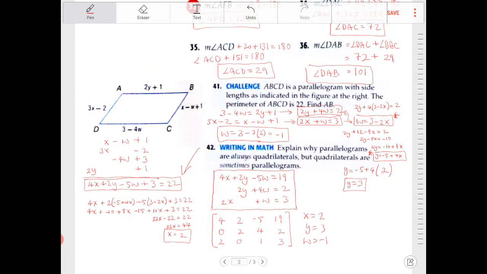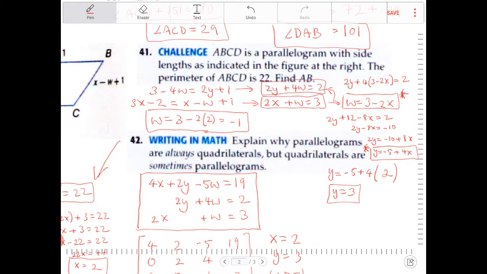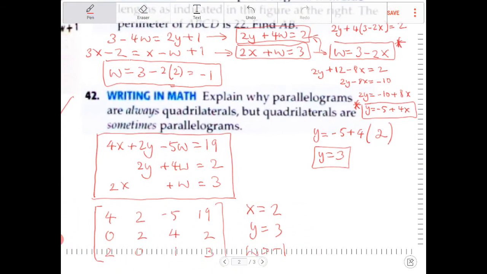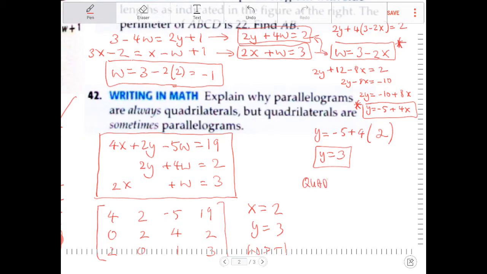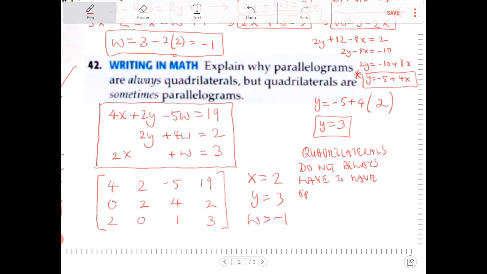Okay, so again, I wouldn't say that this problem was challenging. It was more tedious than anything else, just because it required you to solve a system of 3 unknowns. Okay, so all right, number 42, writing in math. Explain why parallelograms are always quadrilaterals, but quadrilaterals are sometimes parallelograms, because quadrilaterals do not always have to have opposite sides parallel.